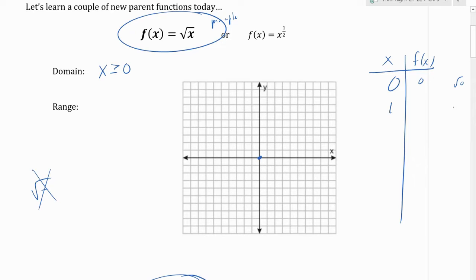Okay? If you plug a 1 in, do the principal square root of 1, you're going to get 1. To get another integer out, you got to go to 4 before you're up 2. Then you'd have to go to 9 before you're up 3. And so it just continues to grow. It just grows slower. It's something called concave down that you'll learn about in calculus. But that's the graph of it.